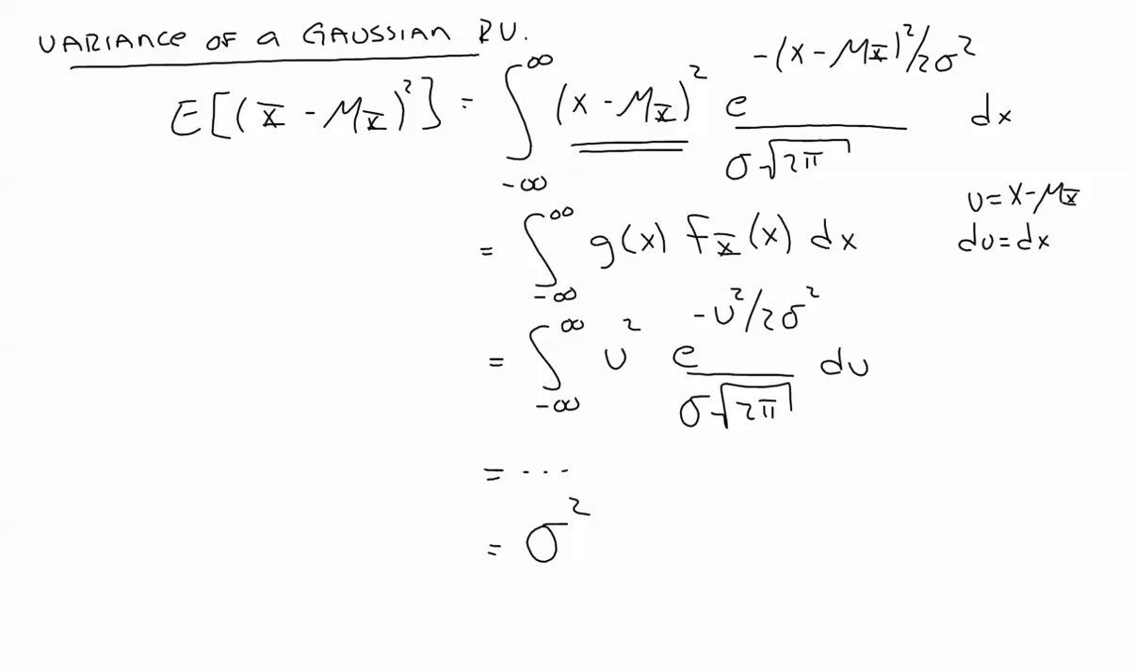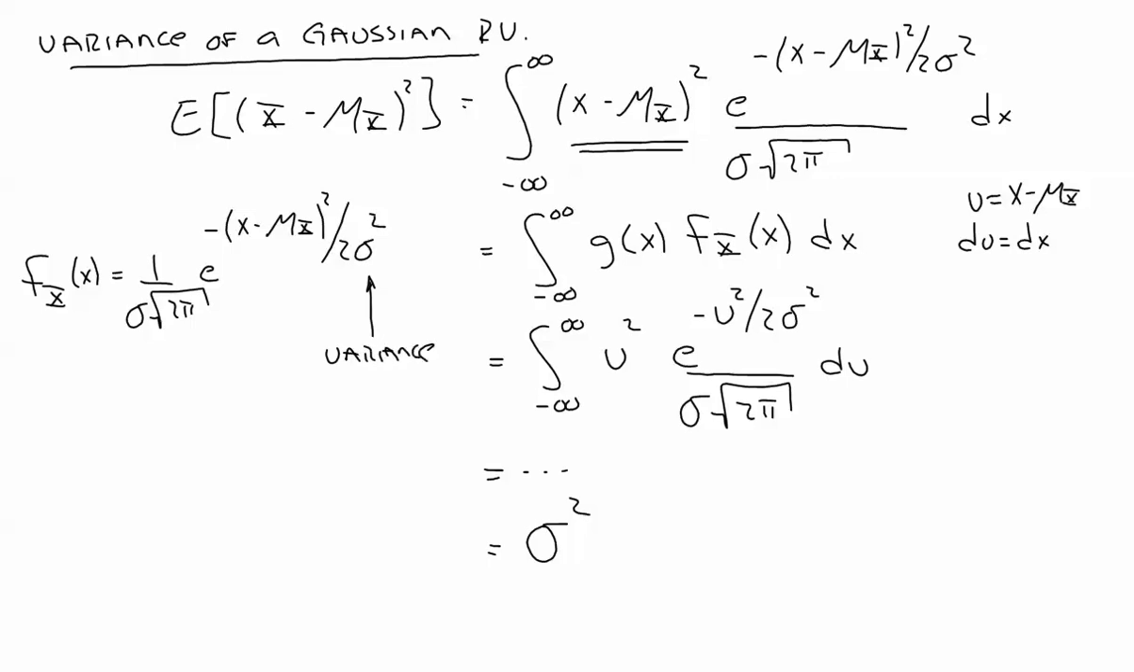Remember, the probability density function for Gaussian random variable x is 1 over sigma square root of 2 pi e to the minus x minus mu of x quantity squared divided by 2 sigma squared. Really, no kidding. Sigma squared there is my variance. That parameter in the probability density function is indeed the variance. That's why we use that notation all along.